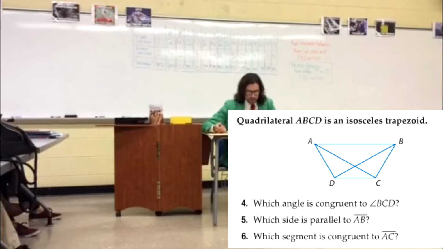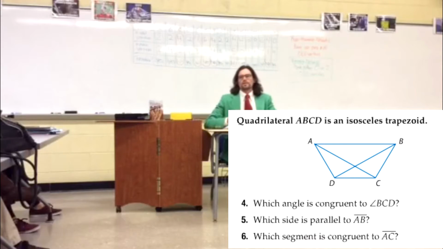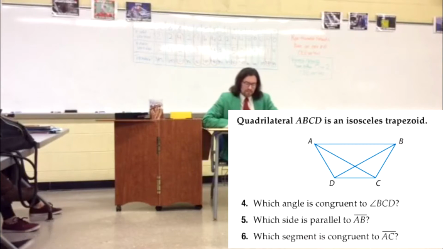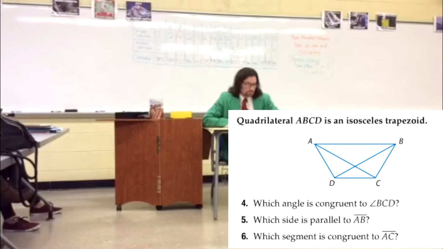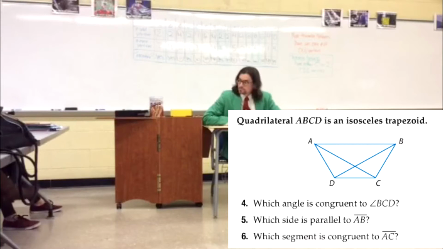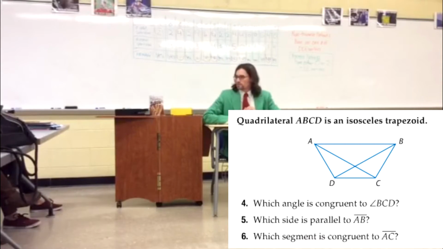The side parallel to AB is DC, and the segment congruent to AC is BD. What are AC and BD called for this polygon? Bases? No, they're the diagonals. Are they a specific kind of diagonal? No, because he asked for the name of them, so they're just called the diagonals of the polygon.